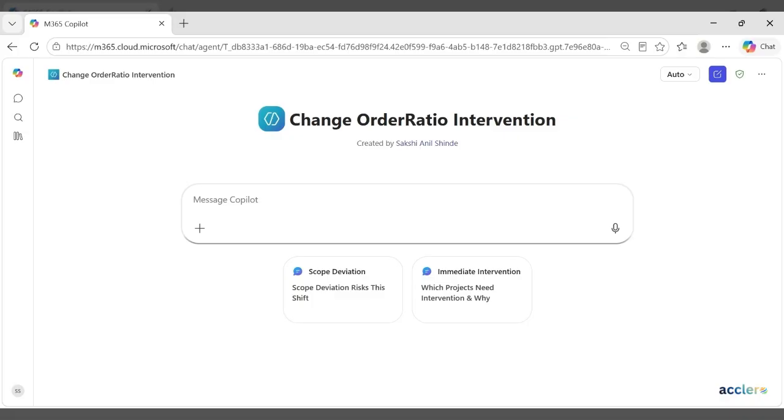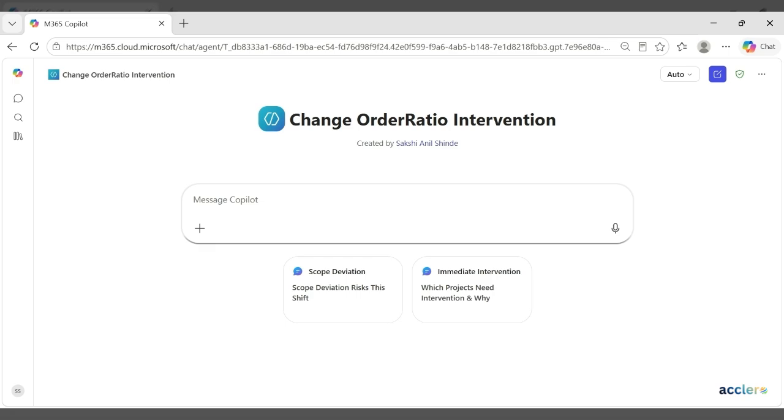This is the change order ratio intervention agent. Change orders in a project usually don't come from poor planning, they come from execution gaps that are addressed too late. So this agent focuses on real-time execution monitoring, identifying early signals like scope ambiguity, dependency slippage, and cost variance, and intervenes before they become a formal change order.